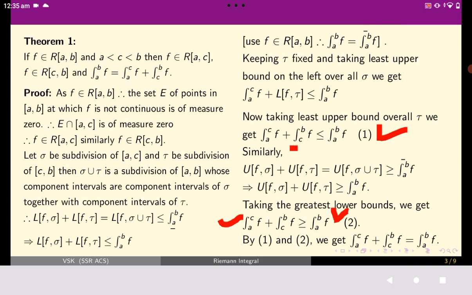Because of this and the previous inequality together, by 1 and 2, we obtain that these two are equal, that the integral from a to c of f plus the integral from c to b of f is equal to the integral from a to b of f. So in this way, we have proved this part also.